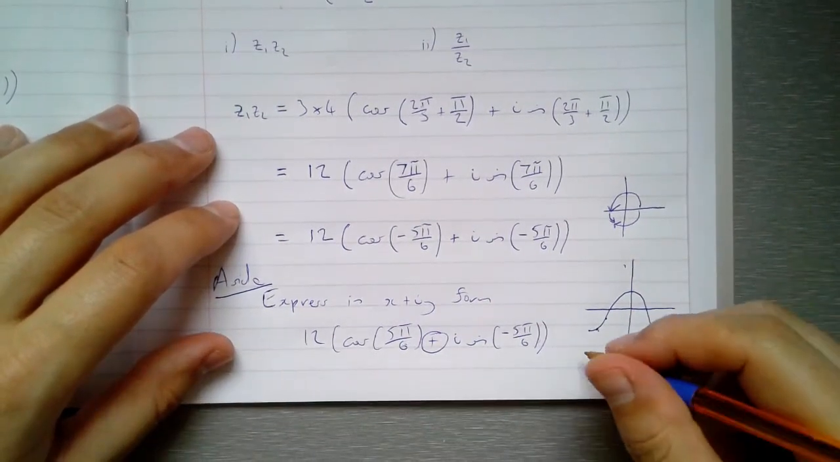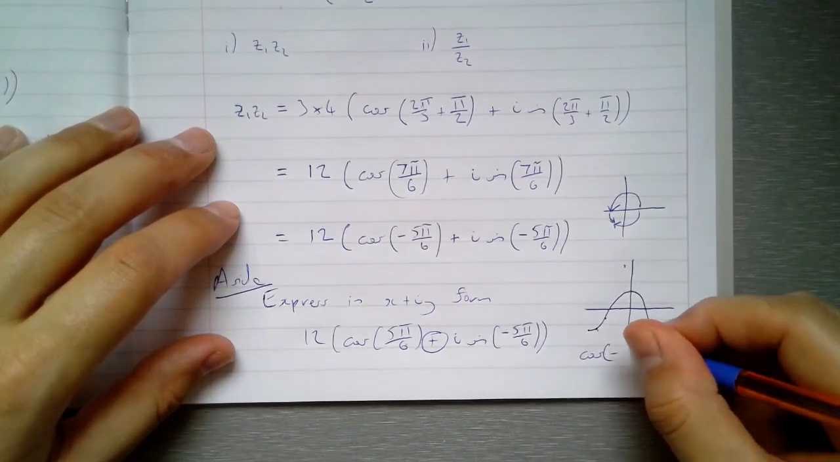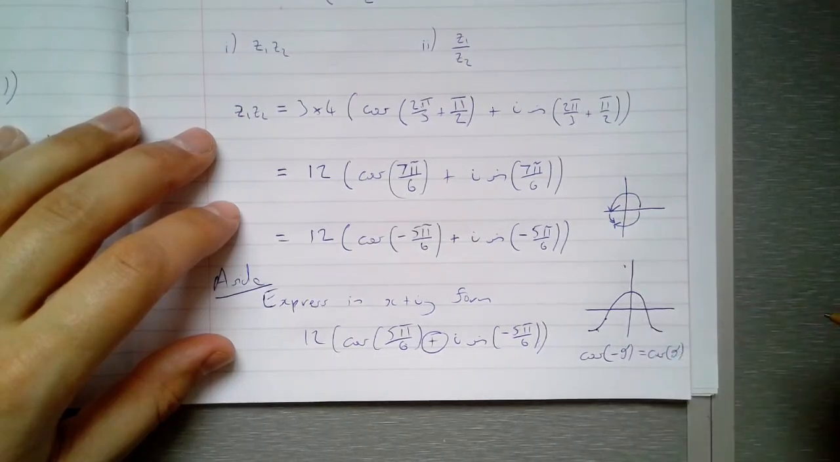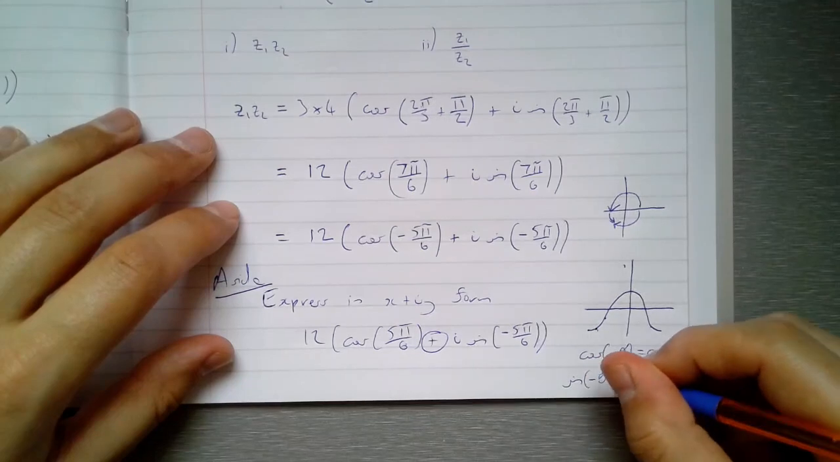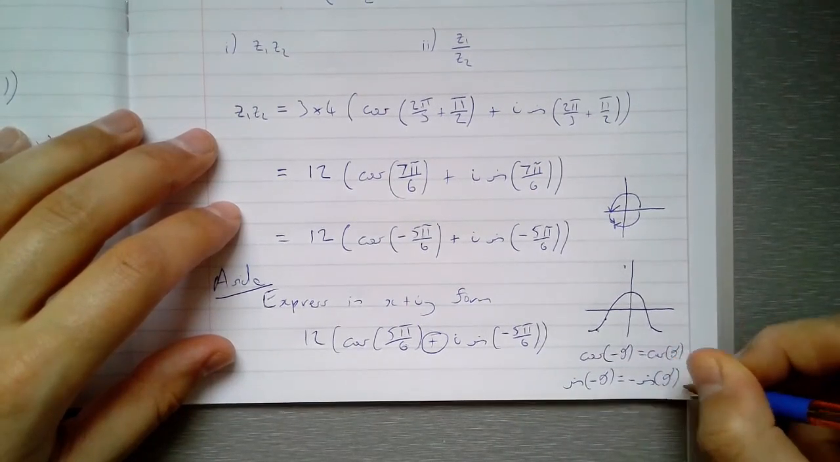And according to this anyway, if you have cos of minus an angle, it's the same as cos of an angle because of the symmetry. However, that doesn't work with sine. If you have sine of minus theta, that's the same as minus sine theta.